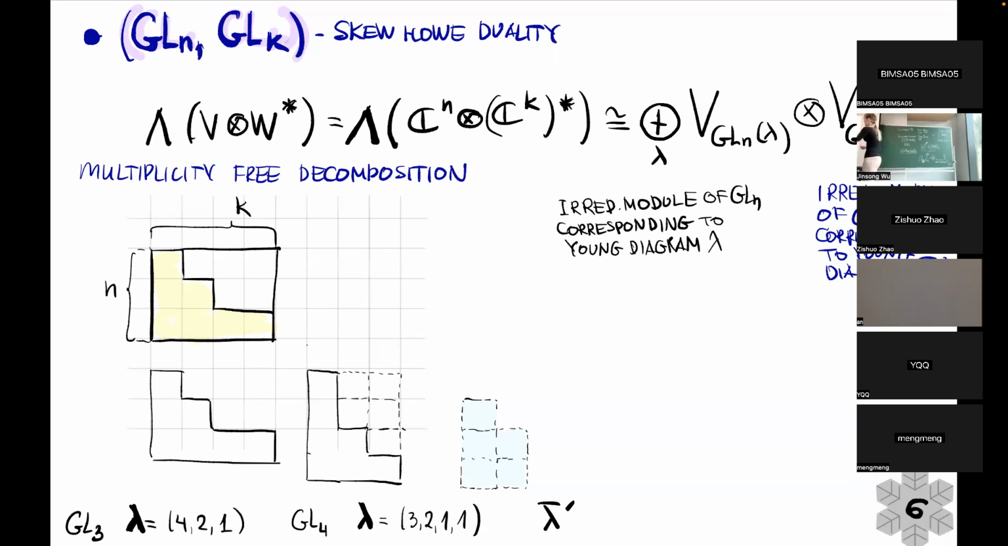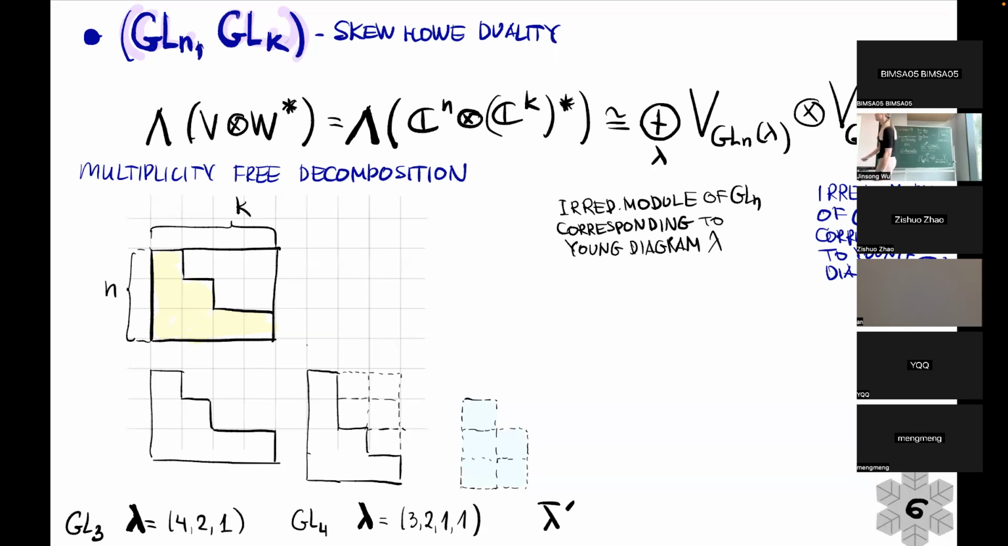So here, in the first place, it is an irreducible module of GLN corresponding to Young diagram lambda, and here is the lambda bar prime. It's important to note that we sum up the diagrams that fit inside such a box of size n times k. And how does the lambda bar prime get obtained from lambda? It's like this. It's a conjugated transpose diagram.